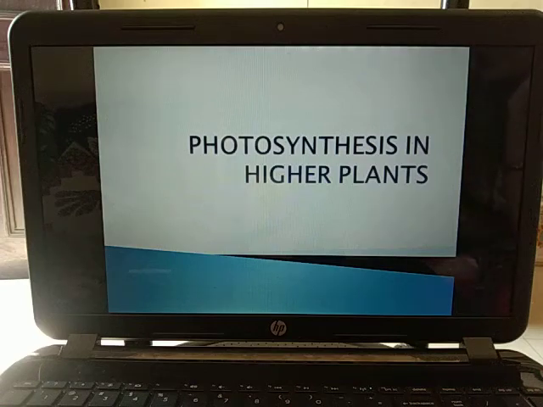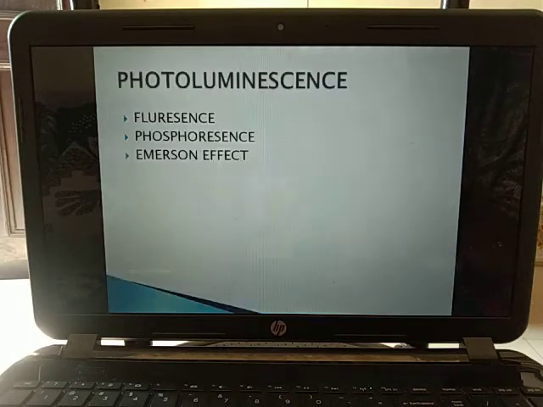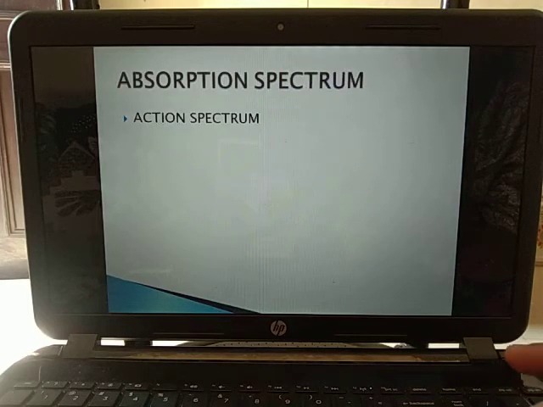Hello students, so we are doing the lesson photosynthesis in higher plants. In this section we are going to do the absorption spectrum, in which we see which wavelength of the sunlight is absorbed. We have already done fluorescence, phosphorescence and emission spectrum.